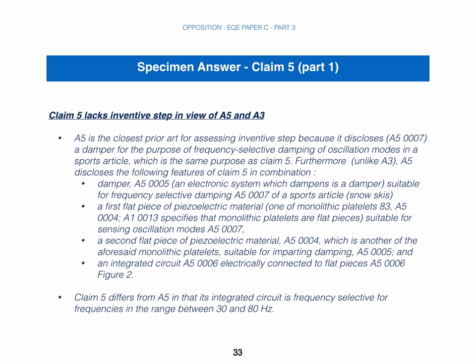A5 is the closest prior art for assessing inventive step because it discloses, A5 paragraph 7, a damper for the purpose of frequency selective damping of oscillation modes in a sports article, which is the same purpose as Claim 5. Furthermore, and unlike A3, A5 discloses the following features of Claim 5 in combination.